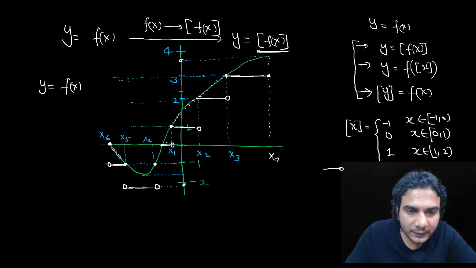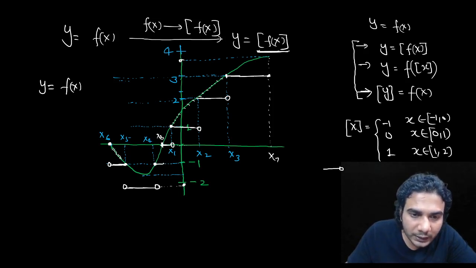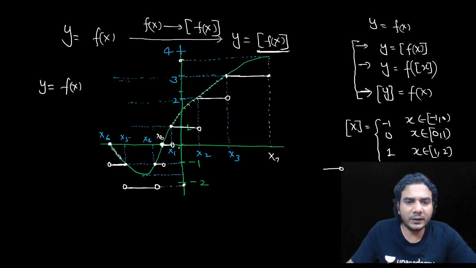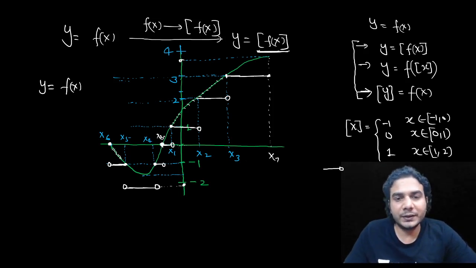Now let's come to between x4 and x. This point I have not mentioned. Let's name this point, say x8. All right, so between x4 and x8, again the graph is between minus 1 and 0. So it will be minus 1 only. It's a very small graph, and at x8 it will be 0 only, right? So this is the complete graph.